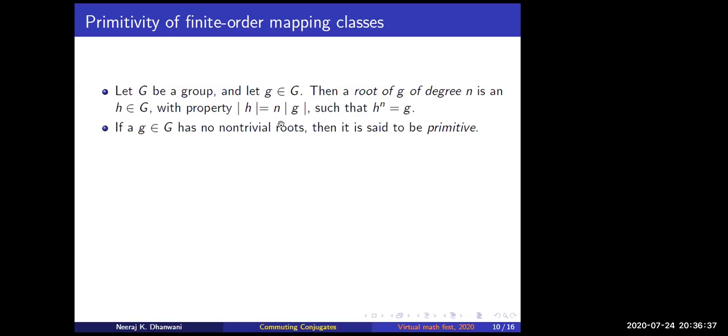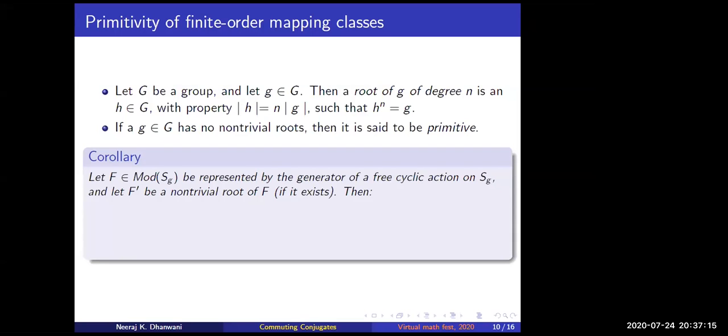What is the meaning of non-trivial roots? When you can write g as h to the power n, but their order is precisely the same. Like in Z3, 2 and 1 both can be written as a power of each other, but they have the same order, so I will call these trivial roots. I only discuss the non-trivial roots, and if they have no non-trivial roots, we call it primitive. So again in Z3, 1 and 2 are both primitive. In Z4, all the generators are primitive, and that is the meaning of taking Zn star.